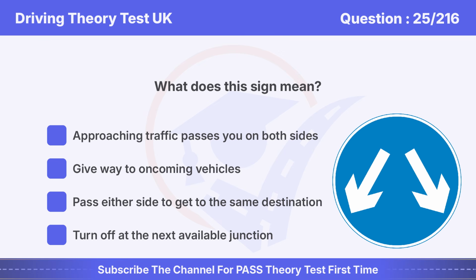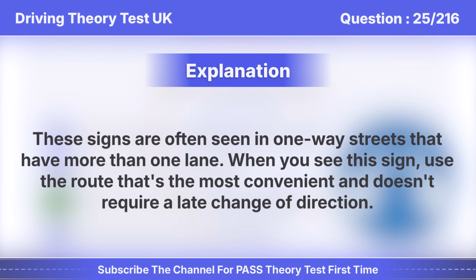Question 25. What does this sign mean? Answer is C. Pass either side to get to the same destination. These signs are often seen in one-way streets that have more than one lane. When you see this sign, use the route that's the most convenient and doesn't require a late change of direction.